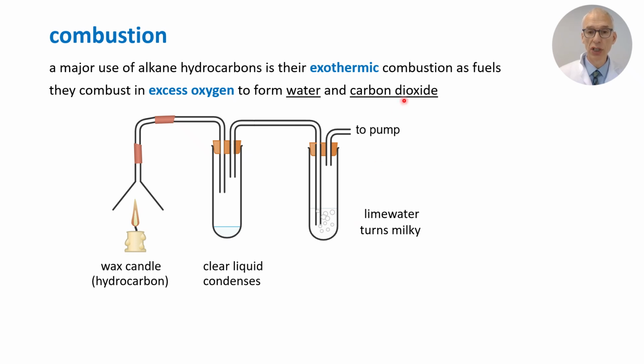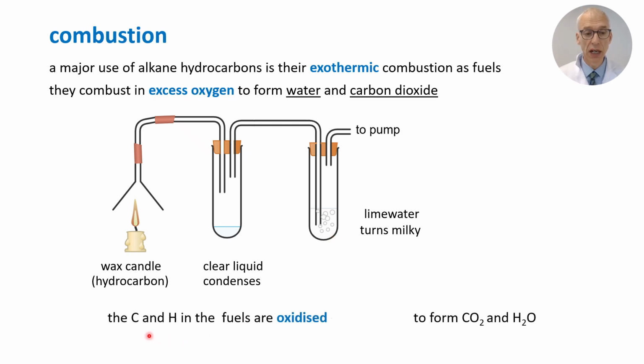milky, and that of course says that the second product of combustion of the wax candle is carbon dioxide. So water collects here, and there is evidence for carbon dioxide in that it turns lime water milky. Now, where did the water and the carbon dioxide come from? Well, of course, in a hydrocarbon you have carbon and hydrogen, and we say they are oxidized to form carbon dioxide and water. But what definition of oxidation is being used to explain this statement?